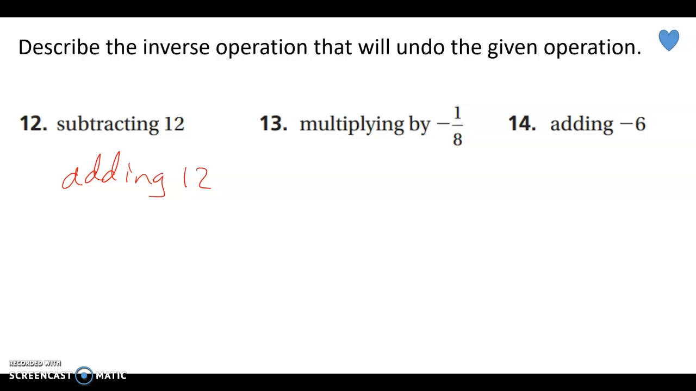So what is the inverse operation of multiplication? It would be dividing by -1/8. Could also be multiplying by its reciprocal, but we're good. And then number 14, adding -6. Opposite of adding would be subtracting -6. So those are the inverse operations that will undo the given operation.